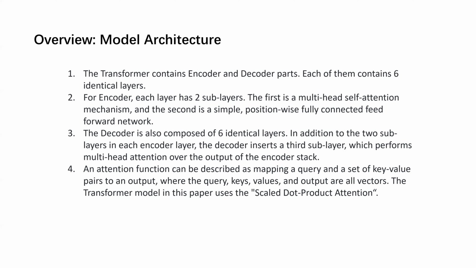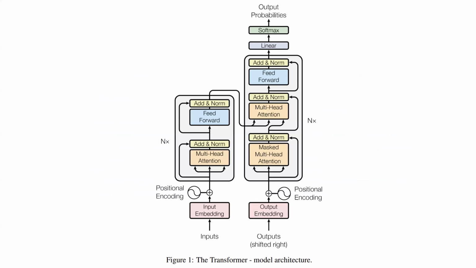And the last one is an attention function can be described as mapping a query and a set of key value pairs to an output, where the query, keys, values and output are all vectors. The transformer model in this paper uses the scaled dot product attention. So let's look at the graph. We already know that the transformer model contains 2 big parts, the encoder and the decoder. So the left side of the graph is the encoder, and the right side is the decoder.